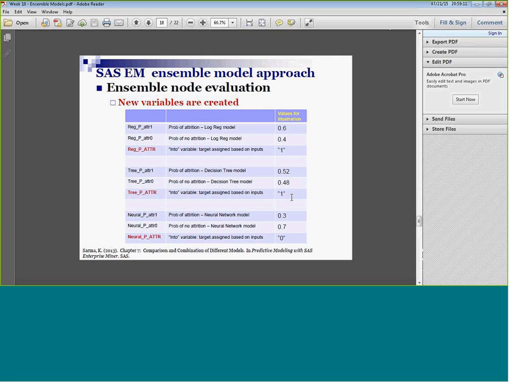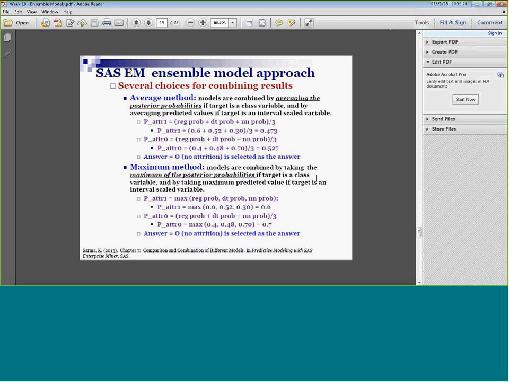So we have 3 different results, don't we? Well, 2 different results, but 3 different models. 2 of them said this case was an attrition. 1 of them says it wasn't. What do I do with that? Well, I have to have some way of combining those results. And there are 4 ways in SAS Enterprise Miner to do that.